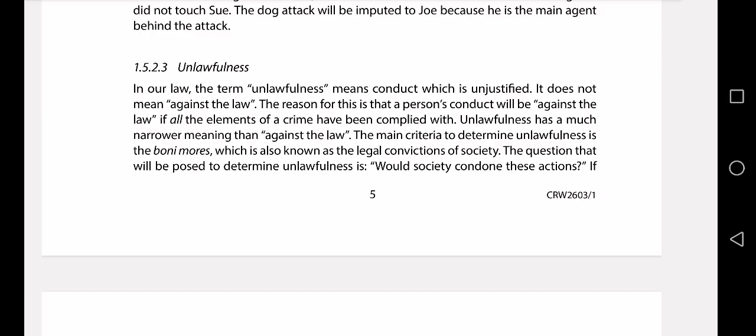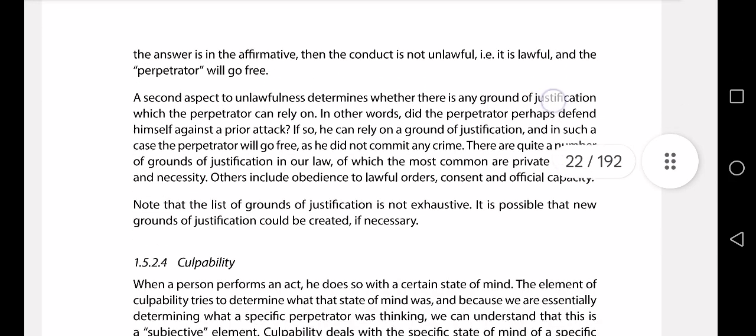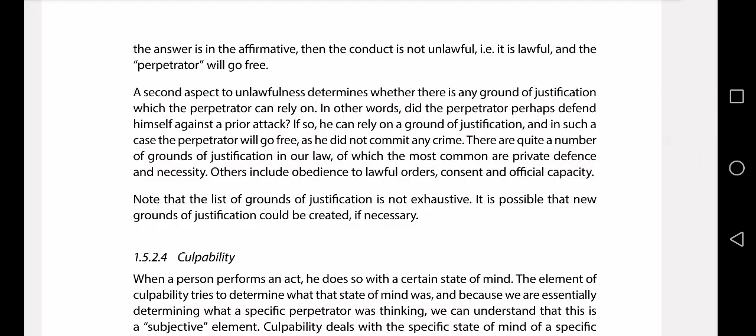The main criterion to determine unlawfulness is the boni mores, which is also known as the legal conviction of society. The question that will be posed to determine unlawfulness: would society condone this action? If the answer is affirmative, then the conduct is not unlawful, i.e., it is lawful and the perpetrator will go free.